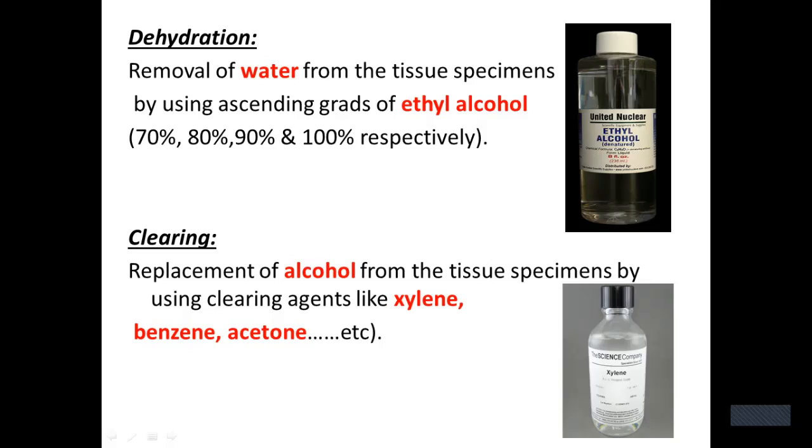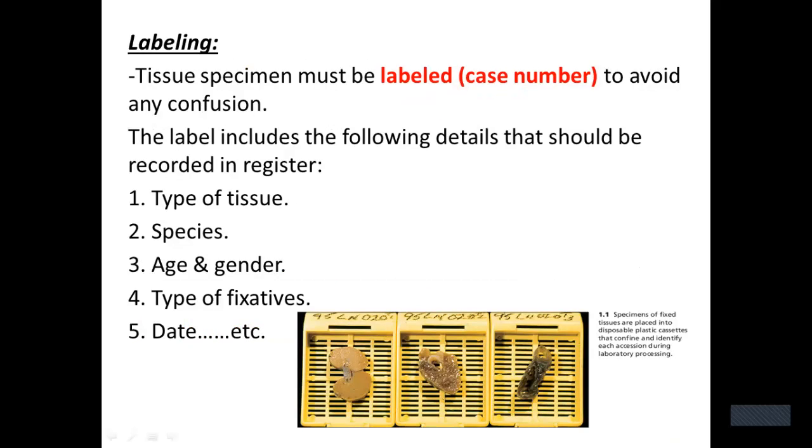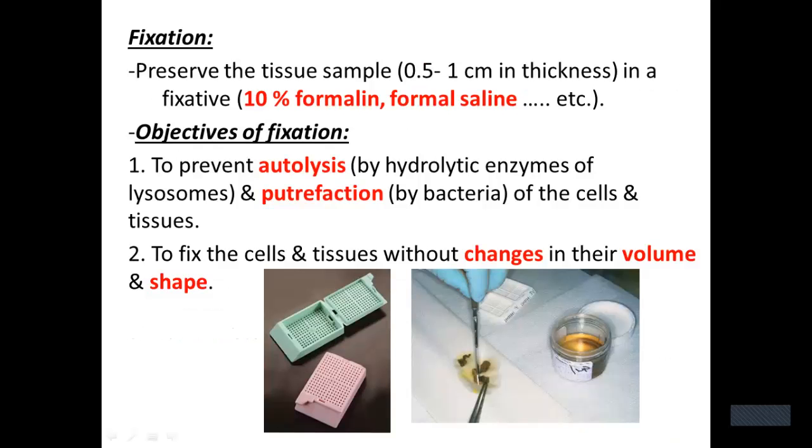Why? To remove the water from the tissue. The water is remaining from the fixative. So this water must be removed from the tissue by using which agent? Ethyl alcohol. Because in the fixative agent, for example formalin, there is water. This water must be removed from the tissue by a special step called dehydration, using the agent ethyl alcohol. This ethyl alcohol removes all the water from the tissue.